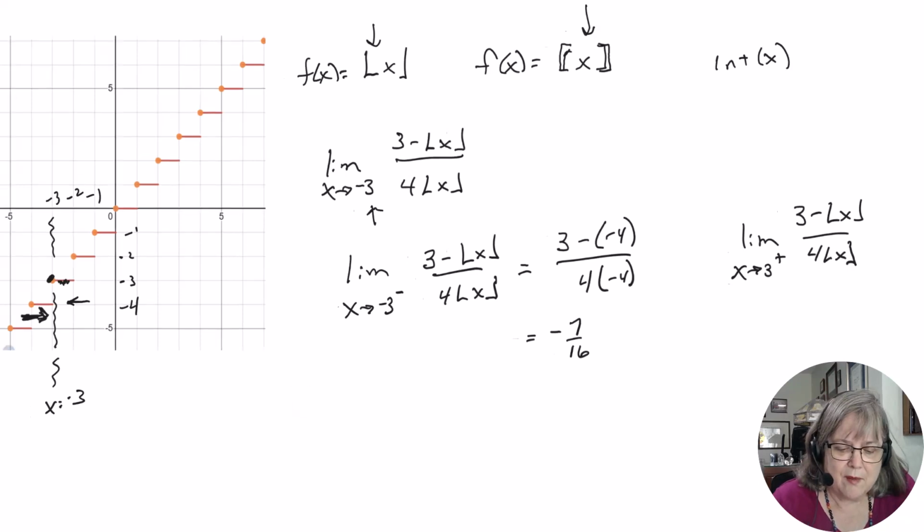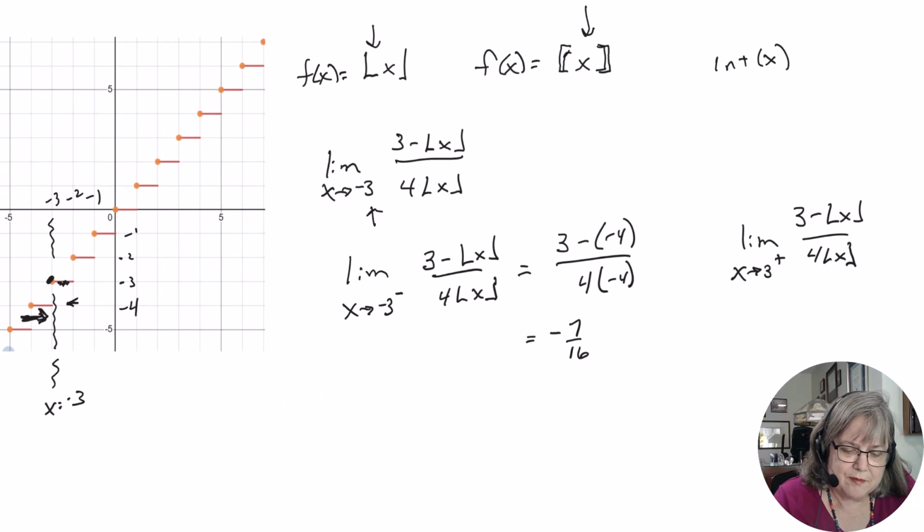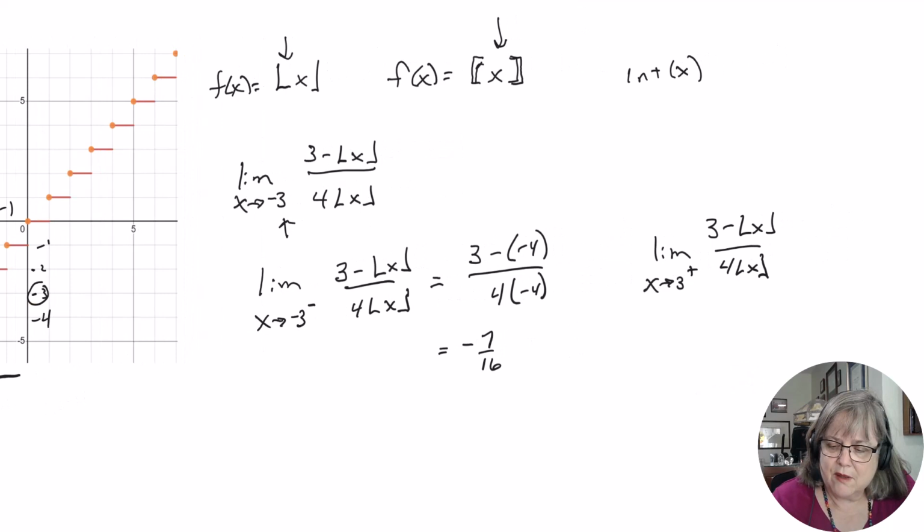Okay, the limit as x comes in from the right, what is y doing? That's right here. Y is -3. So this is 3 minus -3 over 4 times -3. So this is -6 over 12, which is -1/2.